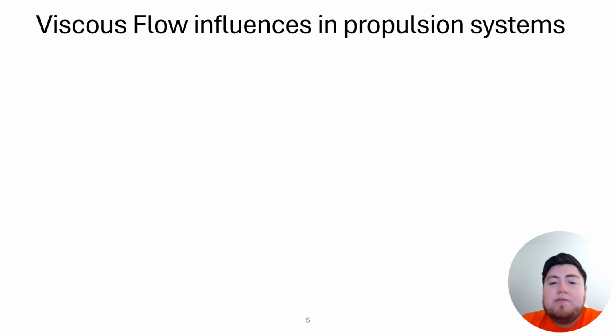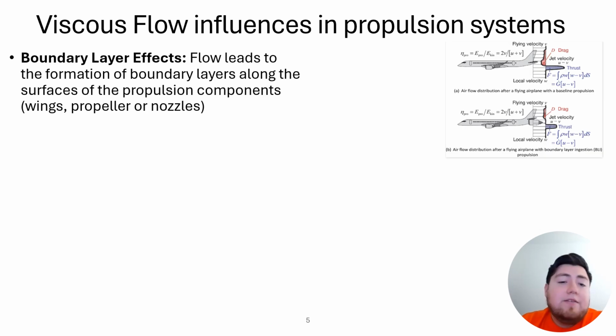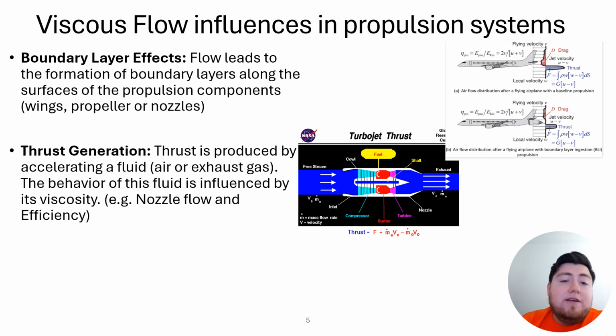So how does viscous flow influence propulsion systems? There are a lot of things, but I'm just going to mention a few, like the boundary layer effect. The boundary layer leads to the formation of boundary layers along the surfaces of the propulsion components like wings, propellers, and nozzles. Depending on where you have the air and depending on your shape, you may have different boundary layers. I just put a picture of a flying airplane with the equations and how that would work.